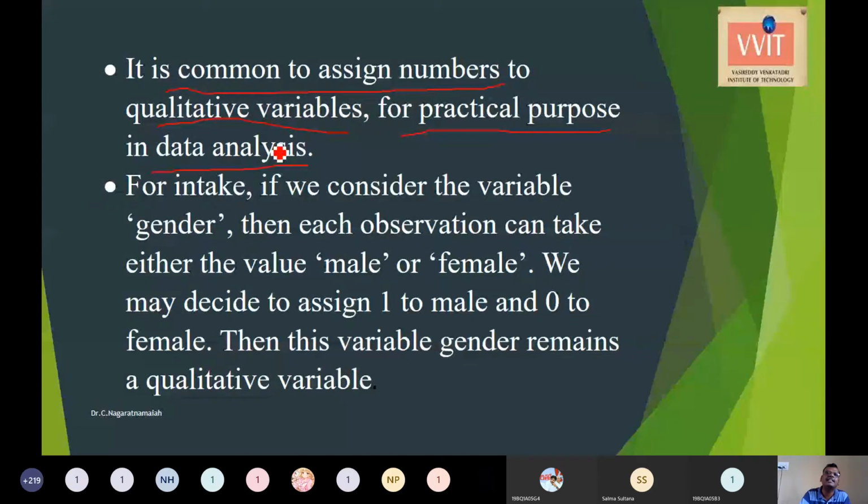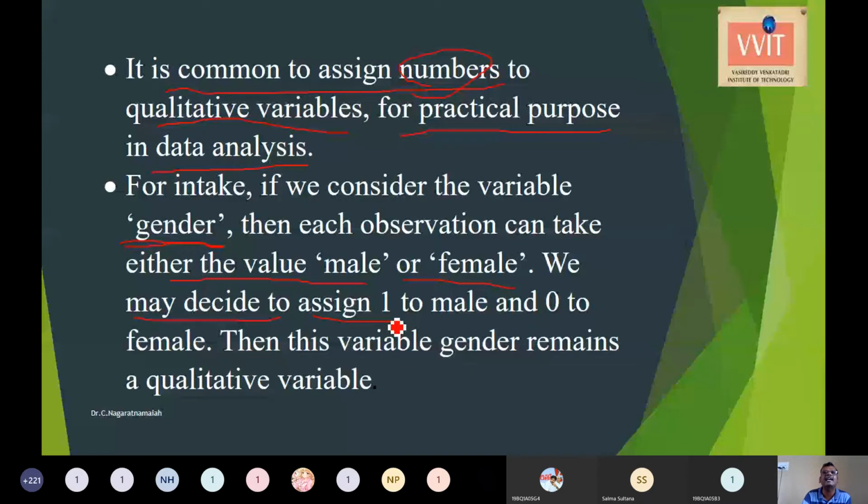Now we have to define numeric values for qualitative variables, numbers for that. How, we have to see in the next one. For instance, we consider the variable gender. Gender means either male or female. Then each observation can take either the value male or female. When you see an application in our class, gender is there, male or female. Then we may decide to assign 1 to male and 0 to female.